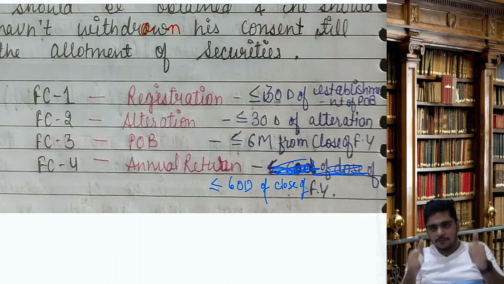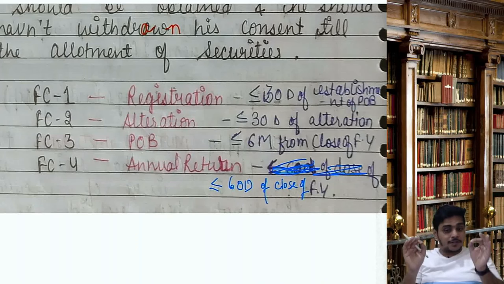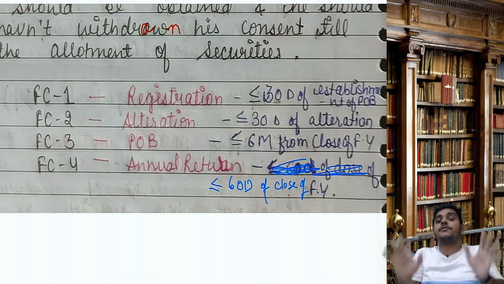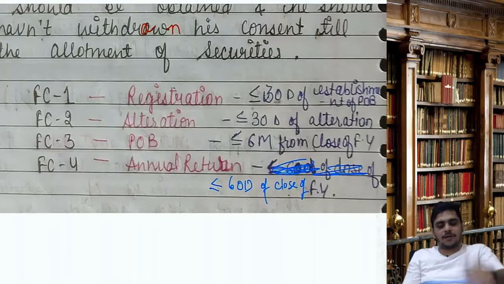Finish. Foreign company, finish. Again, I'm telling you, it is not a fast track batch. It is not a crash course. It is just a pure revision for the exam content. No time pass, straight to the point. Okay? Foreign company, very, very important chapter.